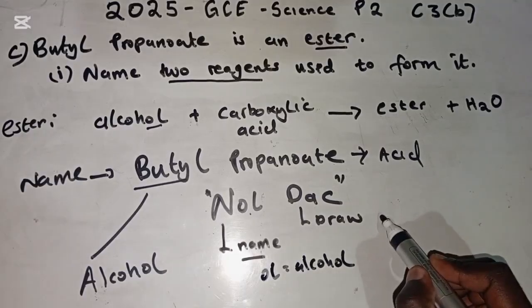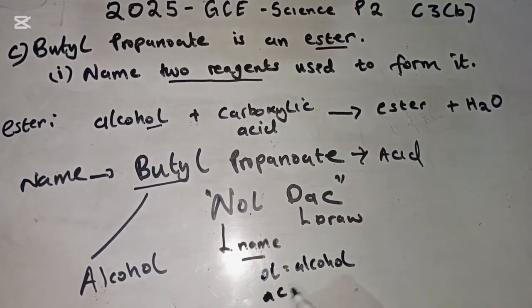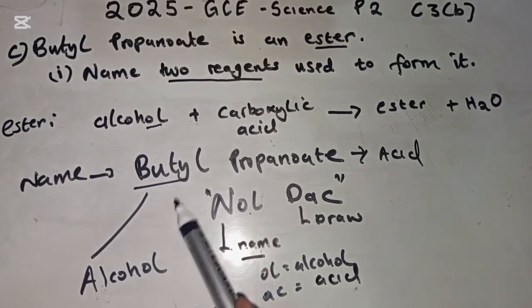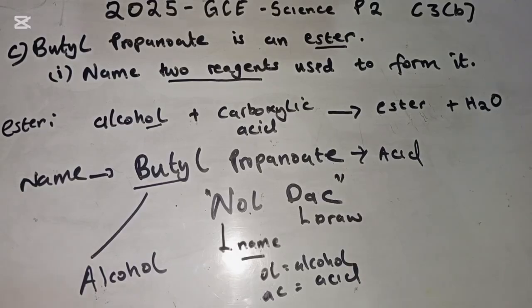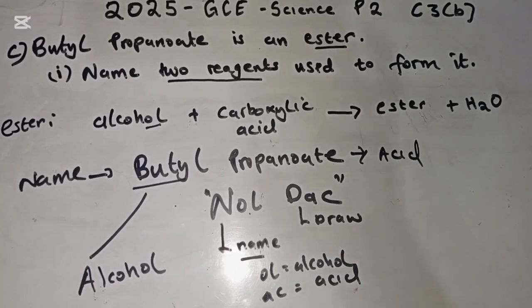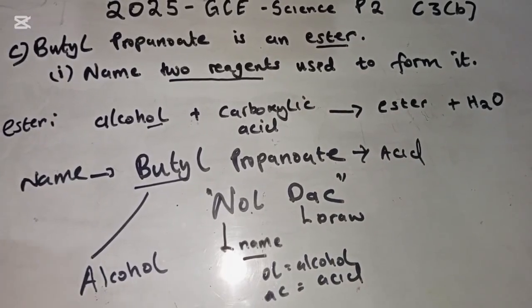Draw: when you're drawing the structure, you don't start with the alcohol, you start with the acid. So draw acid first. OL means alcohol, and AC means acid. When giving the ester's name, you start with the alcohol, so the first part was an alcohol and the second part was an acid. Always keep this in mind. I'm going to show you the structure for butyl propanoate.